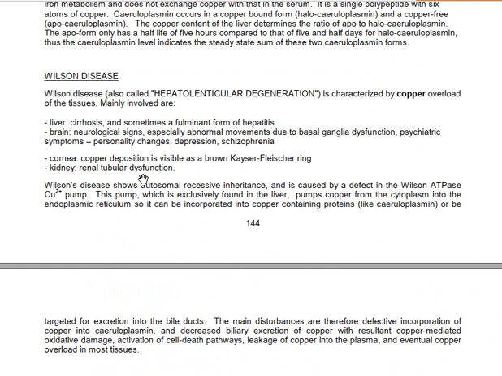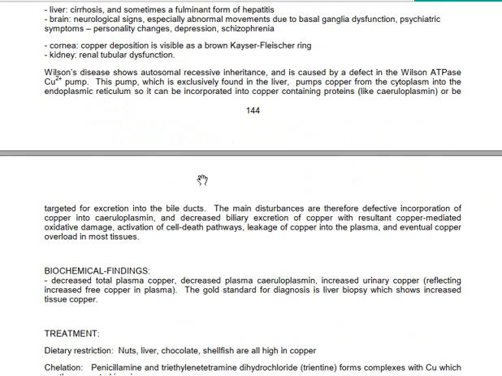Now at the level of the cornea, you have what is called Kayser-Fleischer rings, which are bluish green pigmentation at the level of the eye. At the level of the kidney, you have renal tubular dysfunction. So Wilson's disease is an autosomal recessive inheritance. It's caused by a defect in the Wilson ATPase copper ion pump. This pump, which is exclusively found in the liver, is going to pump copper from the cytoplasm into the endoplasmic reticulum. So it's going to be incorporated into copper proteins like ceruloplasmin, or targeting the bile and all that.